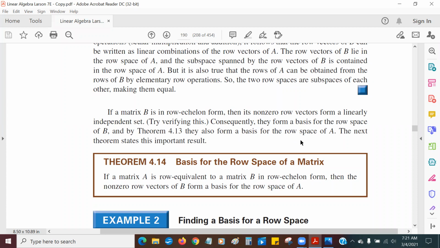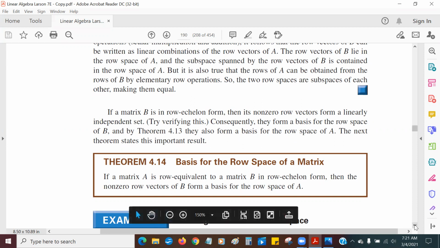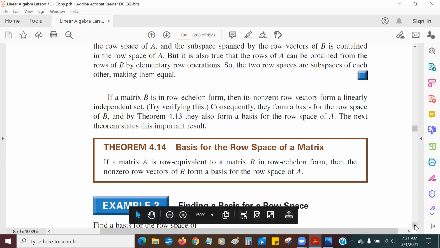Which means that if you have 5 rows, and the bottom two rows become 0, and there's only 3 rows left in this row reduced matrix, then the dimension of the row space would be 3, not 5. Actually, we're going to see a very specific example of that. I gave away more than I should have, because that's coming up right now.